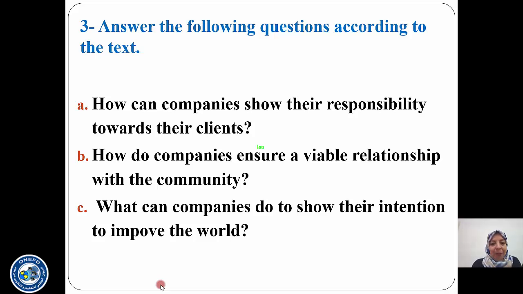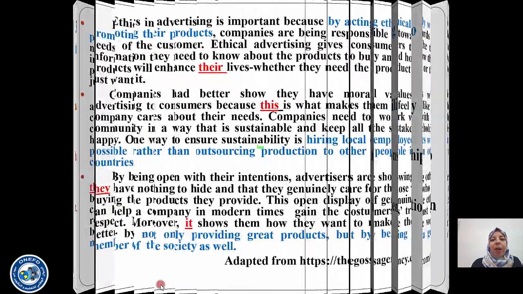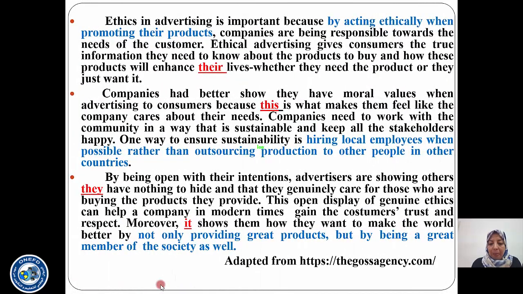So, try to answer alone before you correct with us. So let's try to find the answers in the text first. Question 1 says, how should companies show their responsibility towards the needs of the customer or their clients?